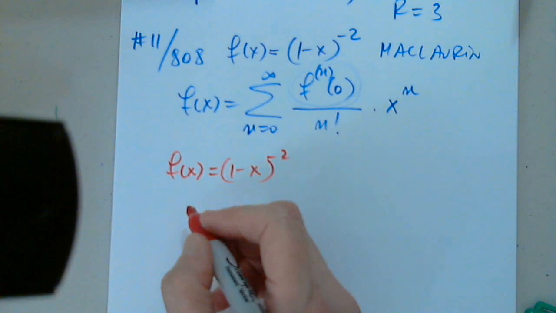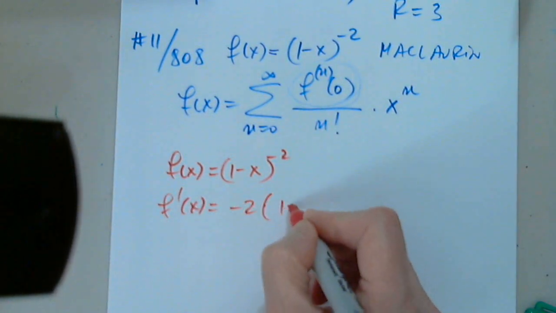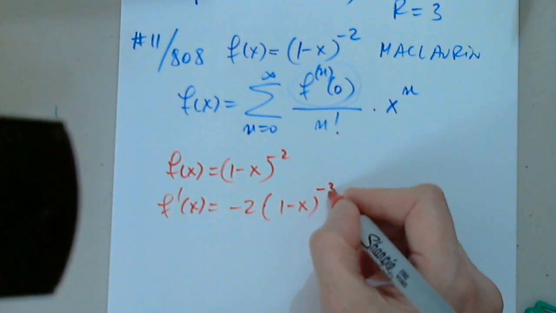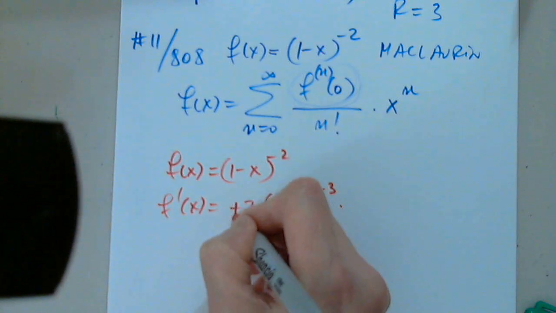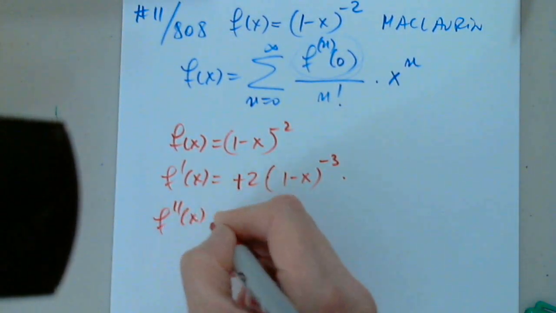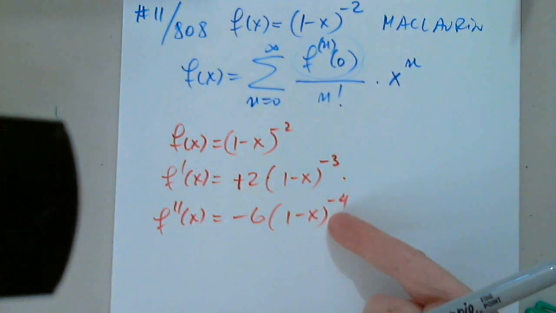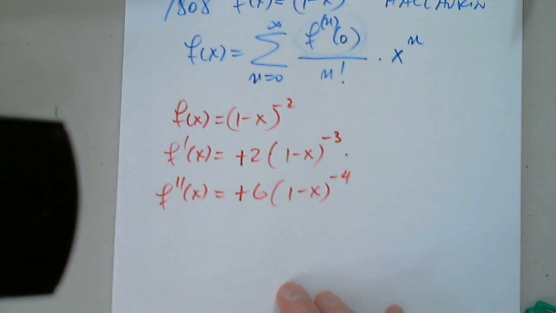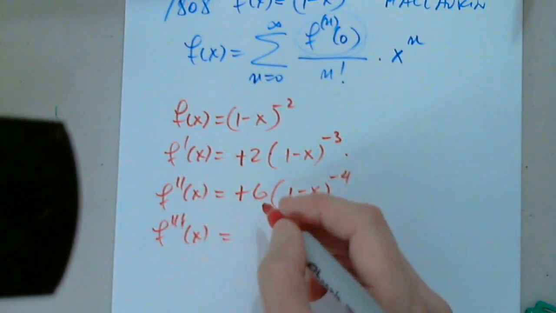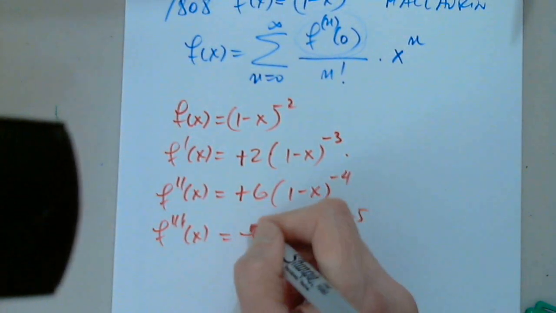And let's find the first derivative. Bring down negative 2. Subtract 1 from the power times the inner function prime, which is negative 1. The second derivative, we have negative 6, (1 minus x) to the negative 4 times the inner function prime, which is negative 1. The third derivative, negative 24, (1 minus x) to the negative 5 times the inner function prime.